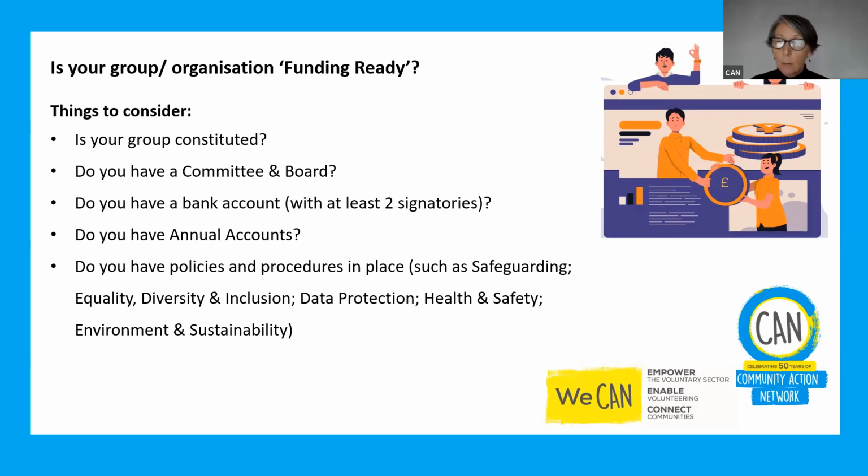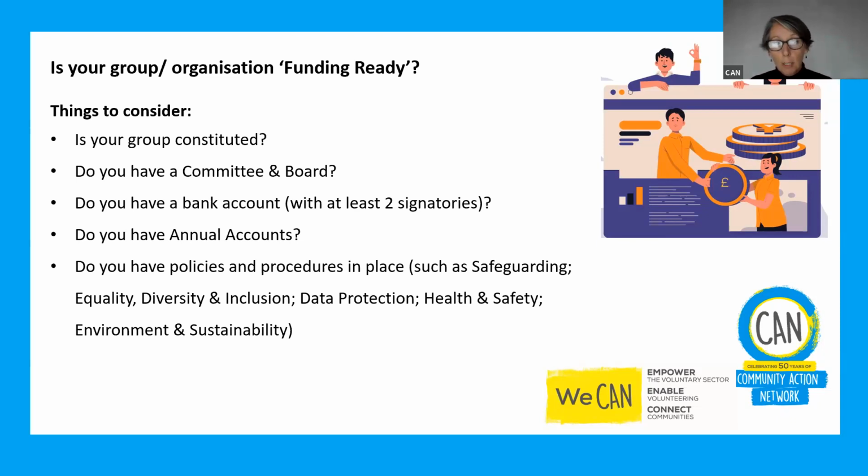Because some funders will only fund certain types of organisations, such as a charity or a CIO. And some will also fund constituted groups, community interest companies, community benefit societies and other models. But if you're not yet constituted, then CAN can help you with this. Steve Place is the expert in that field, and he has a lot of introductory information that he can share with you and guide you through as well.